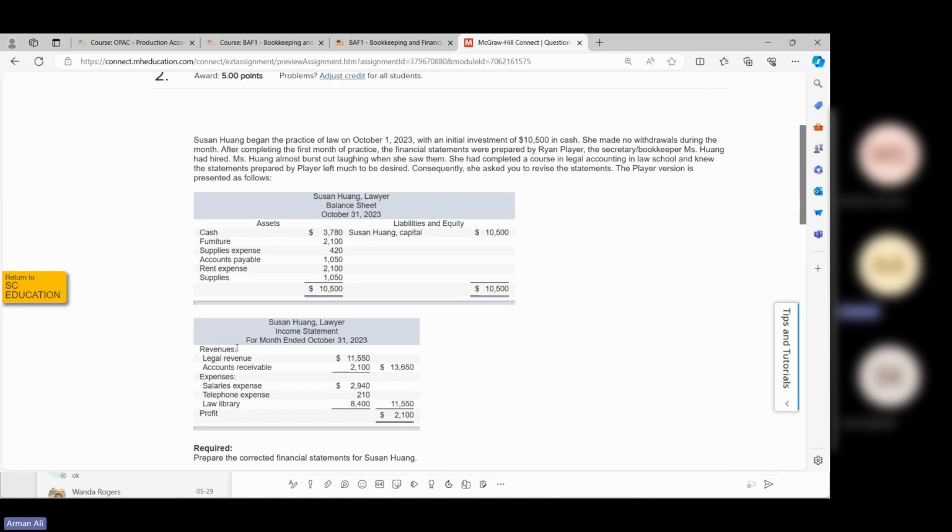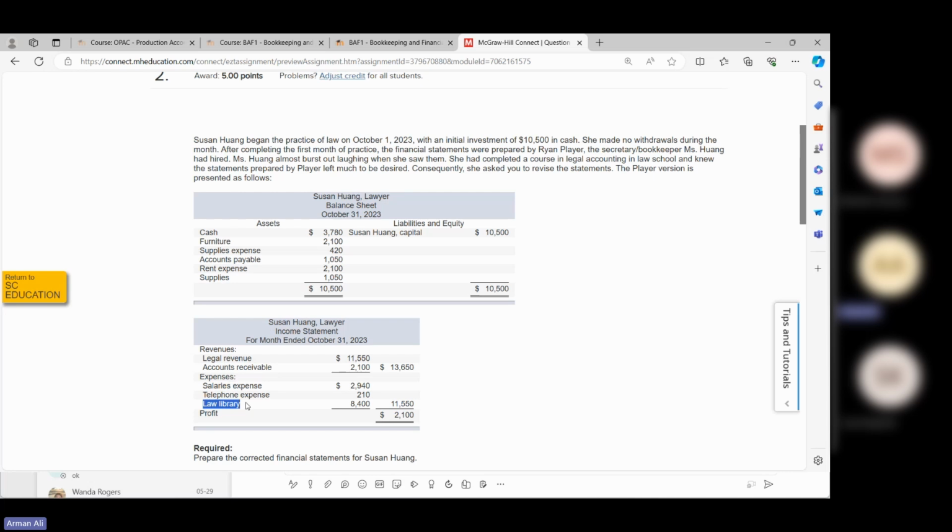Income statement. Revenues, legal revenue, correct. Accounts receivable, it's receivable, it's an asset. So it will come on this side, on the asset side. Expenses. Salary expense, correct. Telephone expense, correct.